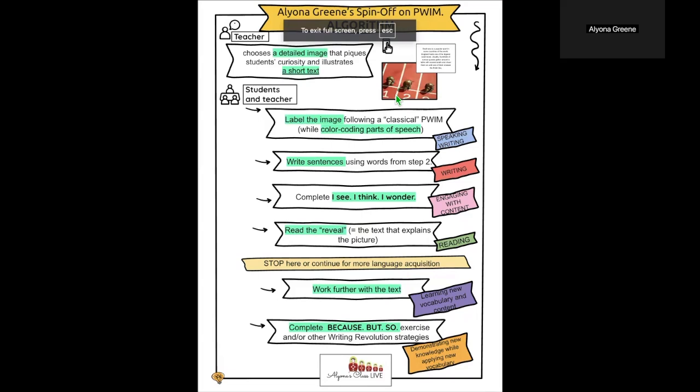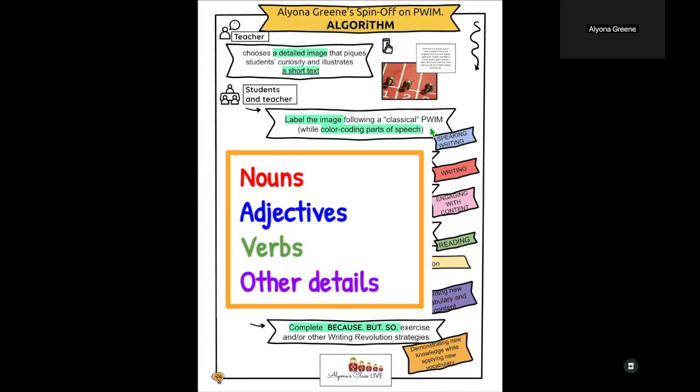The next step for you would be to display the picture on your whiteboard or on the wall and allow students to label the image with you following the classical PWIM, where you identify objects, actions, adjectives, and then other details.